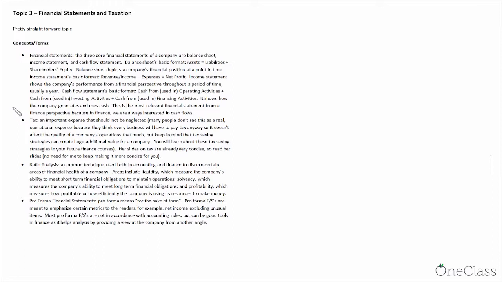Cash flow statement's basic format is cash from or used in operating activities plus cash from or used in investing activities plus cash from financing activities. Notice that this bracket is an accounting bracket, meaning if it's used, it's negative. I think it's pretty intuitive. It shows how the company generates and uses cash in a period of time, usually aligned with the income statement. So for whatever income statement period, the cash flow statement will match that income statement period.